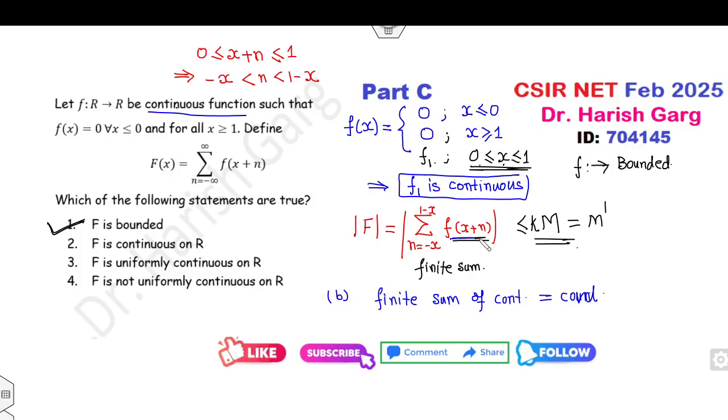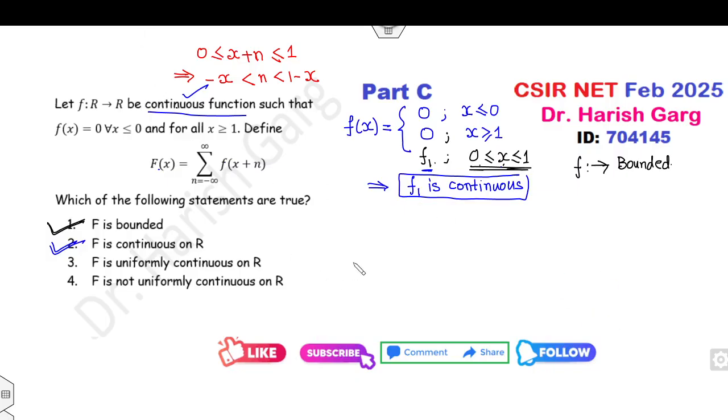Fine. So if f1 is continuous, and F is given as a finite sum of continuous functions, which is continuous, that implies capital F is also continuous. Now, whether it is uniformly continuous or not, how can you prove the uniform continuity? Because f is a continuous function defined on the closed interval 0 comma 1 on R. So once f is continuous on R, that means f is uniformly continuous on R. So that means the third option is also correct.